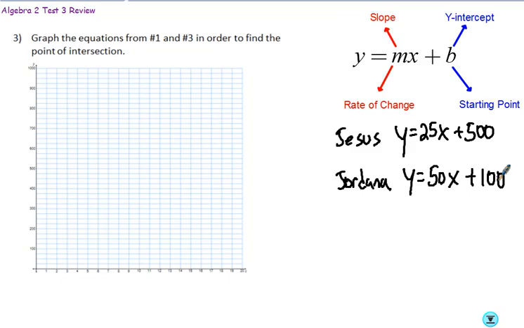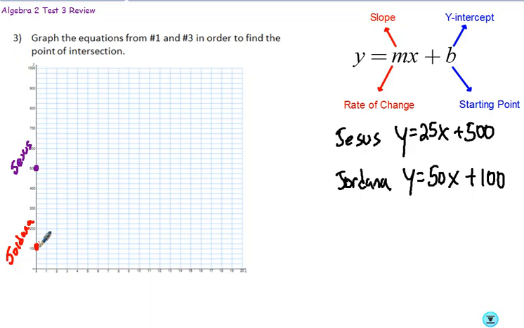So what you can notice is that Jesus starts off with more money. He starts off with $500. She starts off with $100. So here's Jesus at $500. And then here's Jordana at $100. And kind of think of this as a little race. So obviously Jesus gets a head start because he's got 500, she's only got 100.